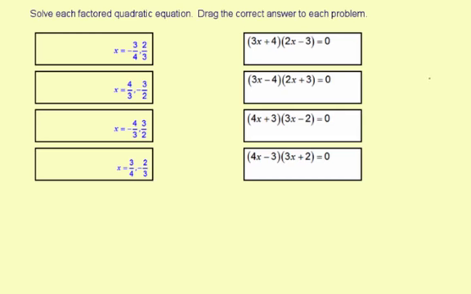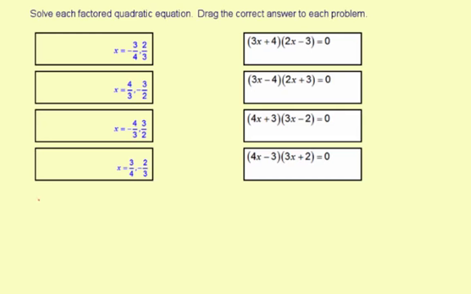Solve each factored quadratic equation, drag the correct answer to each problem. Now this one's pretty easy. I mean, all you have to do is apply the zero product property to these factored equations. So what you do is you set each factor equal to 0 and then solve from there.